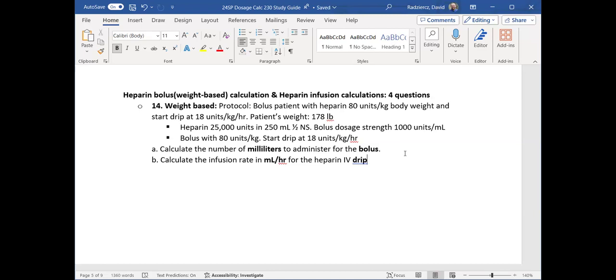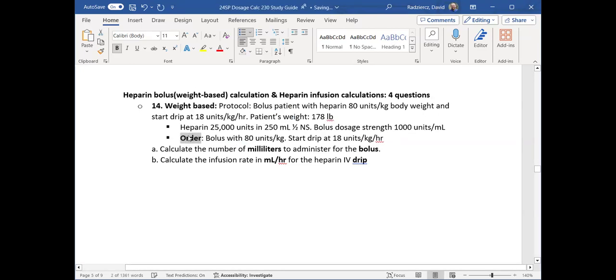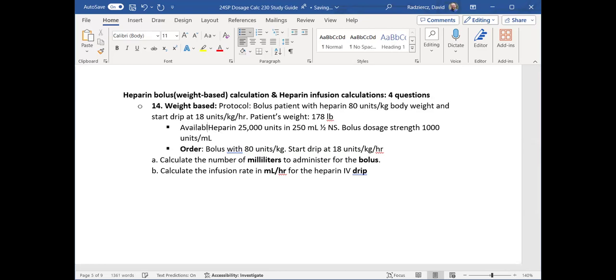All right. So if this is your first time seeing this and you haven't tried it, I just want you to know that if we're talking about a weight-based heparin protocol, it's standard. The standard protocol, or the order, if you will. So I'm going to rewrite this as the order. The order is to bolus the patient with 80 units per kilogram, and then to start them on a drip at 18 units per kilogram per hour. So that's your order. And then when it tells you this, this is actually your available.